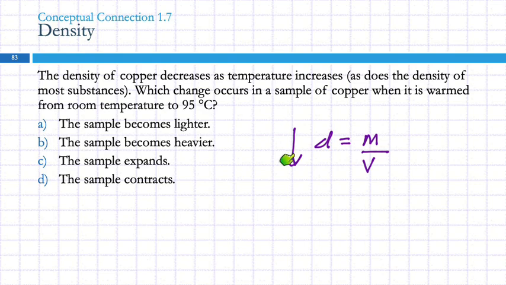Okay, so the density needs to get smaller. The mass is the same, so what's happening to the volume? It's getting bigger. Okay. Well, that was awesome. So when you say contracts, does that mean? Contracts is getting smaller. Yeah, expanding is getting larger.